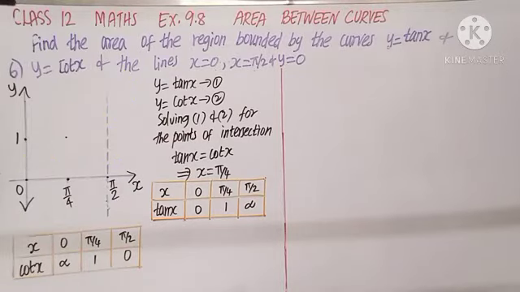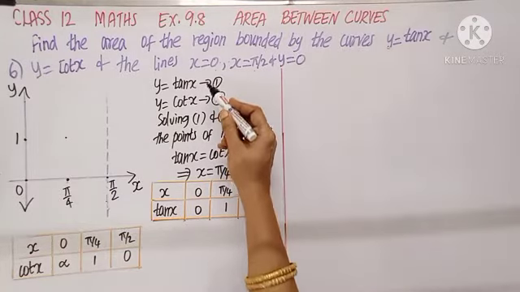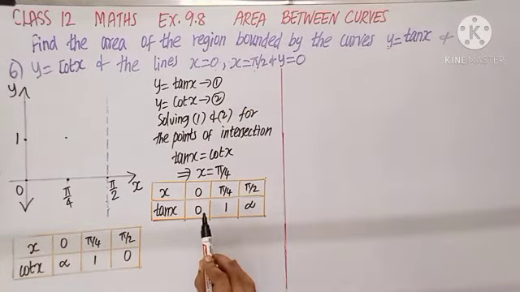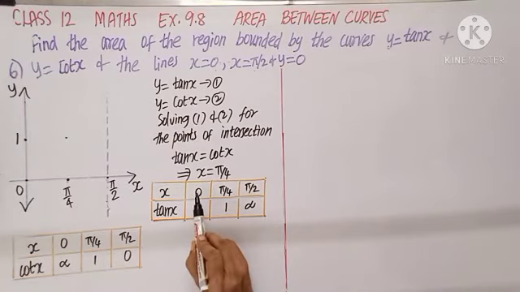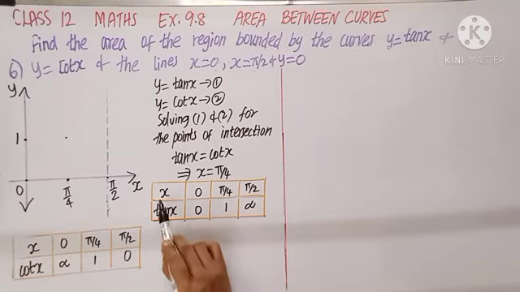Question number 6. Find the area of the region bounded by the curves y equals tan x and y equals cot x and the lines x equals 0, x equals pi by 2, y equals 0. As we know, tan x and cot x are two different curves, let us try to draw the diagram. Putting x is 0, tan 0 is 0. Put x is pi by 4, tan pi by 4 is 1. Put x is pi by 2, tan pi by 2 is infinity.